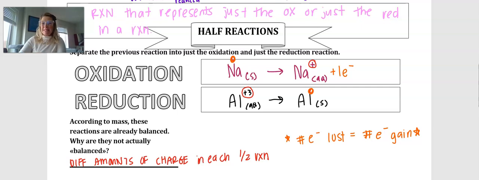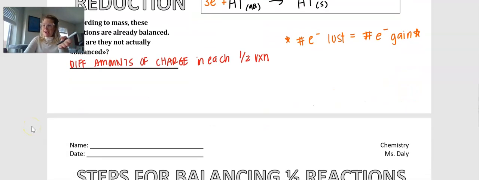For our next reaction, our product side has a 0 charge. We need our reactant side to have a 0 charge, and therefore we're going to add 3 electrons here to balance out that positive 3 charge. These are our half reactions. So now what I want to do is I want us to talk about how we're going to use these half reactions to determine how to balance our reactions.